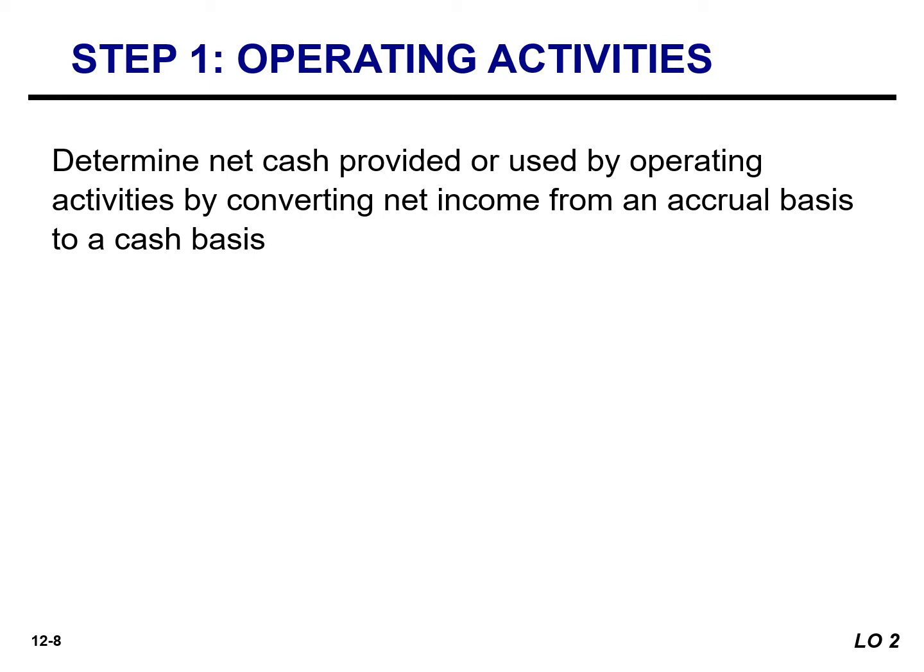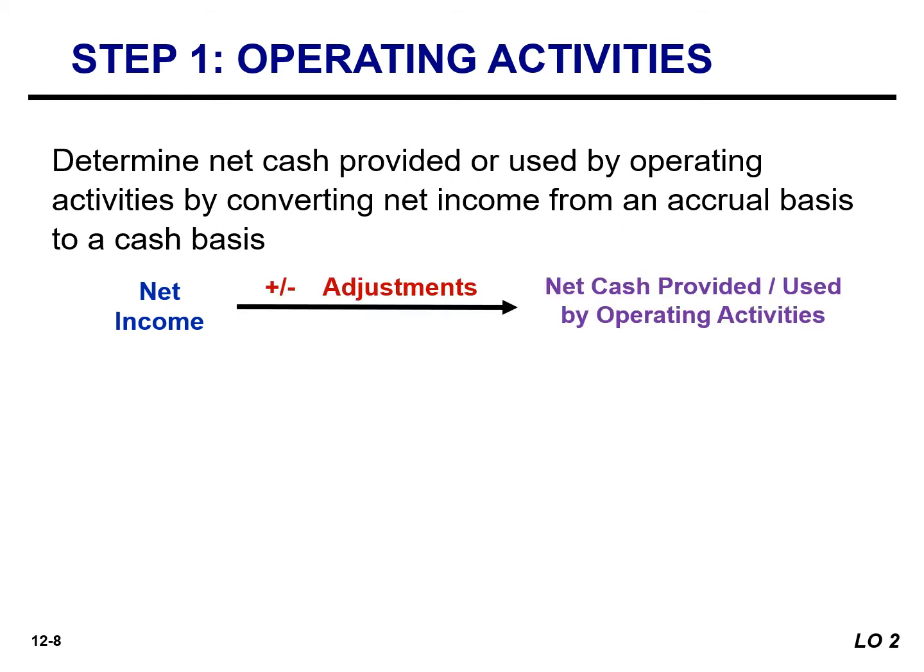Revenues include credit sales for which the company has not yet collected cash, and expenses incurred include some items that have not yet been paid. Under the accrual basis of accounting, net income is not the same as net cash provided by operating activities. The indirect method starts with net income and converts it to cash flows from operating activities by making three types of adjustments.